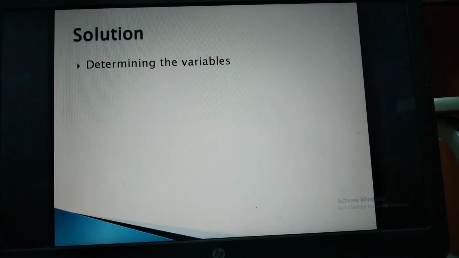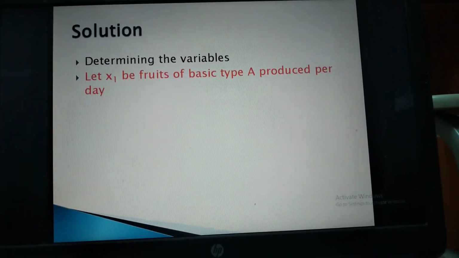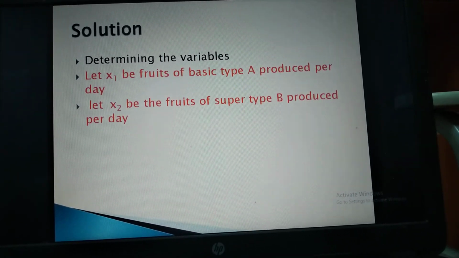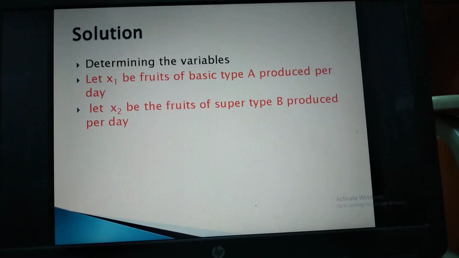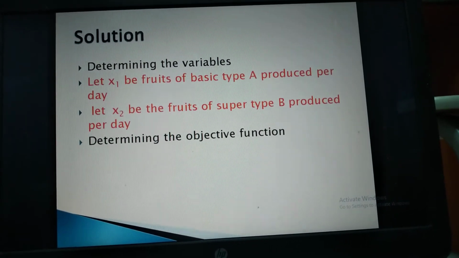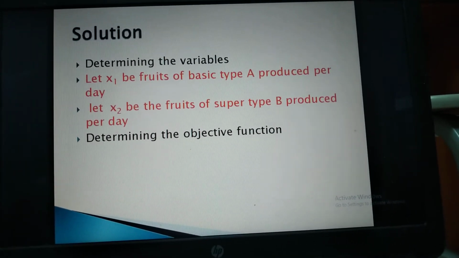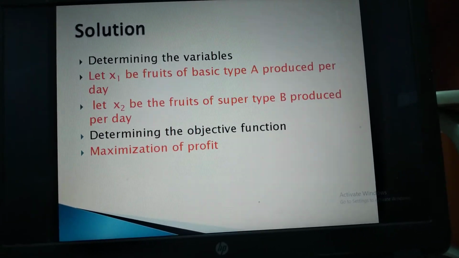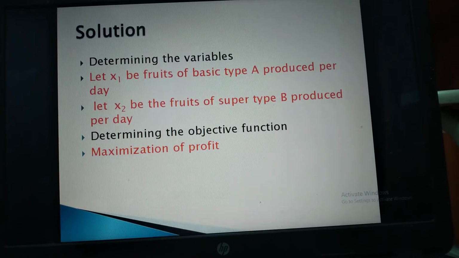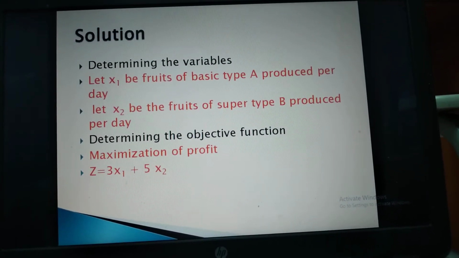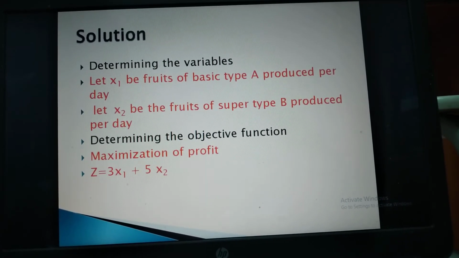Now, we are in the problem. Determine the variables. How do we determine the variables? Let x1 be the fruits of the basic type A produced per day. Let x2 be the fruits of super type B produced per day. Number two, determine the objective function. Maximization of profit. So in this question, we are maximizing the profit. So the equation will be z equals 3x1 plus 5x2.